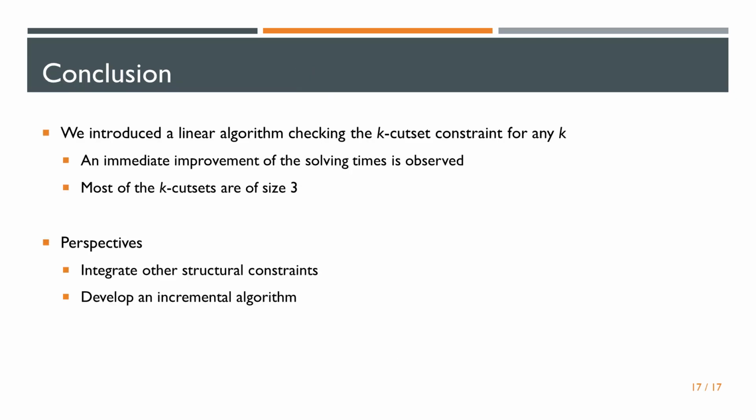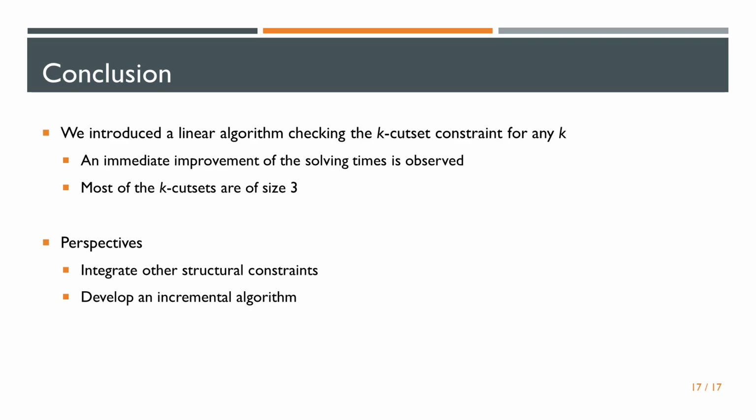To conclude, we introduced a linear time algorithm checking the k-cutset for any k. So the state-of-the-art algorithm, we recall, deals only with k equal to 3, and it is a quadratic algorithm. So our algorithm improves both the complexity and the k-cutsets it checks. So it leads to an immediate improvement of the solving times. Most of the k-cutsets are in fact of size 3, so it explains why the quadratic algorithm finding the 3-cutsets improves so much the solving times.